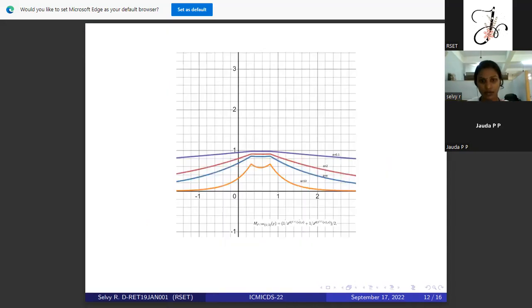So this is a graph for when a equals 10, the yellow graph represents f^(1/100) of 1/2. Blue is for a equal to e, and the red color is for a equal to 2. And the last one, purple color, is for a equal to 0.1.